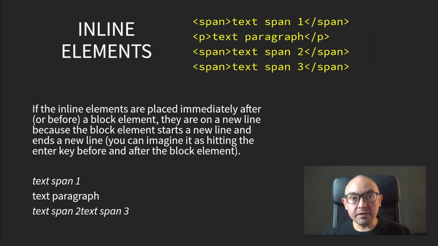We wrap some text fragments with them that we want to emphasize, bold, or italicize without destroying the structure of the text. If the inline elements are placed immediately after or before a block element, they will start on a new line because the block element starts a new line and ends a new line. The block element takes up the whole line for itself. You can imagine it as hitting the enter key before and after the block element. So if we put a block P element between the inline span elements, the block P element will break the line before it and after it, as it always takes the whole line for itself by default.